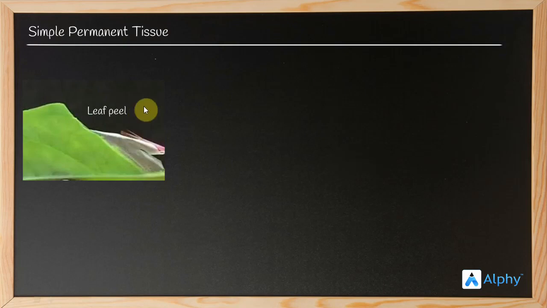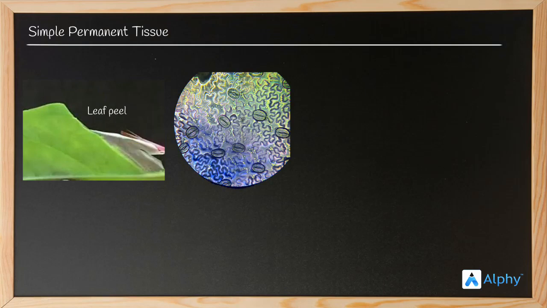This is a picture of a peeled leaf. This is a leaf and this is the peeling of the skin. So the leaf peel will look like this transparent portion. Now we have to cut this transparent portion and observe it under the microscope. After proper staining, the microscopic image will look like this.